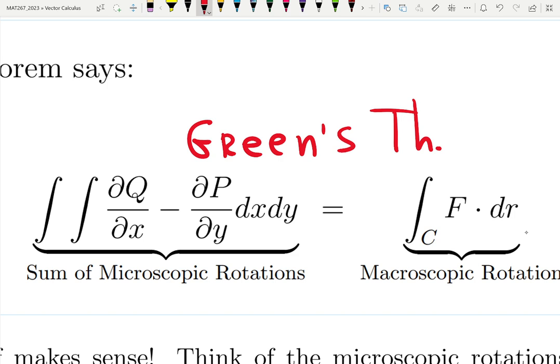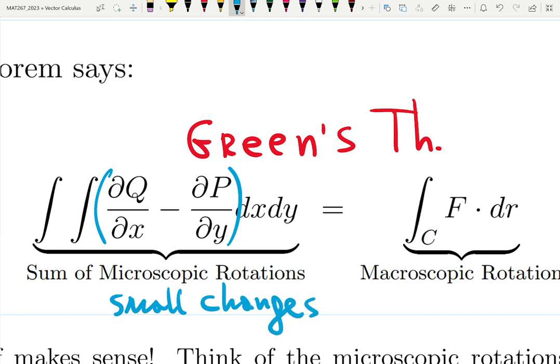And that's why engineers use Green's theorem every day in upper dimensions, which is Stokes' theorem. It kind of makes sense. Think of microscopic rotations as mini whirlpools or hurricanes in a bathtub, right? When you're in the bath, you see small ones, but then they create the big movement. So when you add up small changes, that gives you a big change. So that's a pretty cool idea here.